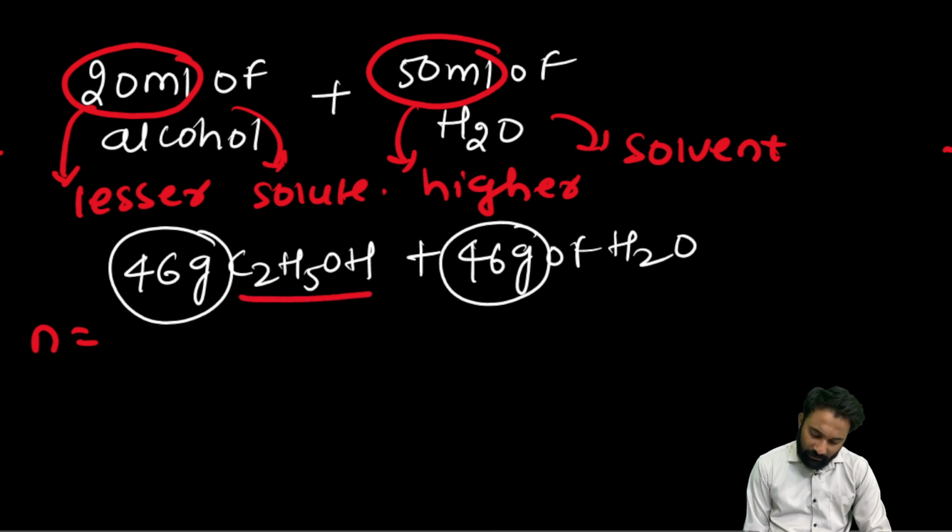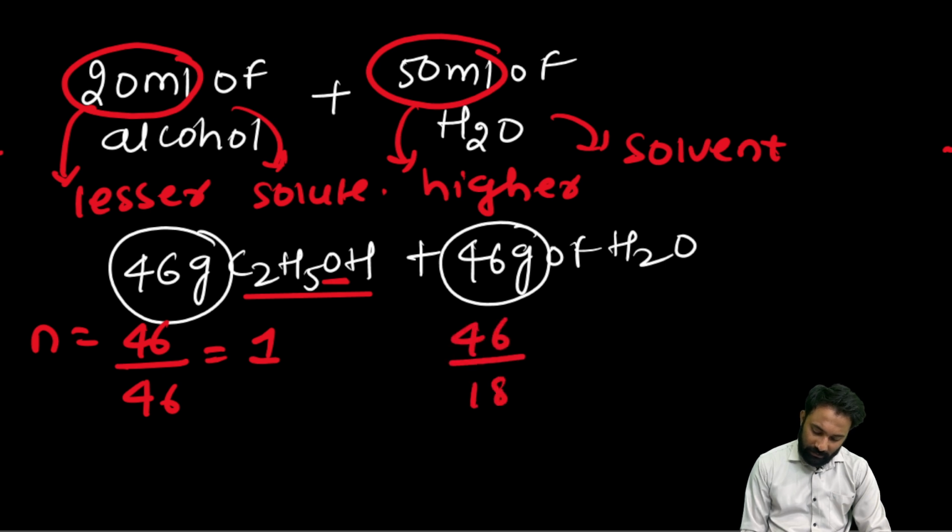What is the molecular weight of ethanol? Carbon is 12, so 2 carbons give 24, and hydrogens are 6. 24 plus 6 is 30, and oxygen is 16. Total 46. 46 by 46, and the number of moles of ethanol will be 1. Now, for H2O, the number of moles will be 46 by 18. 18 into 2 is 36, so approximately it will give somewhat 2 point something.